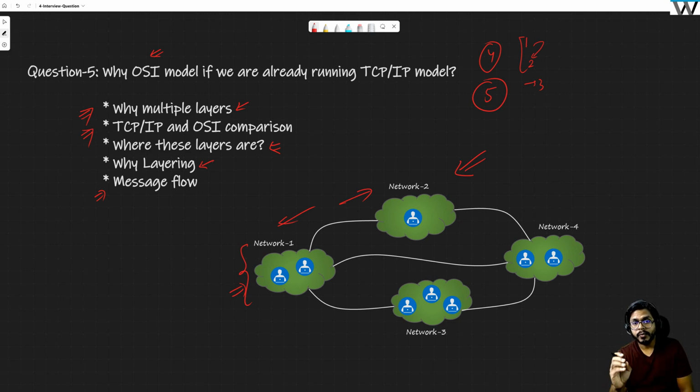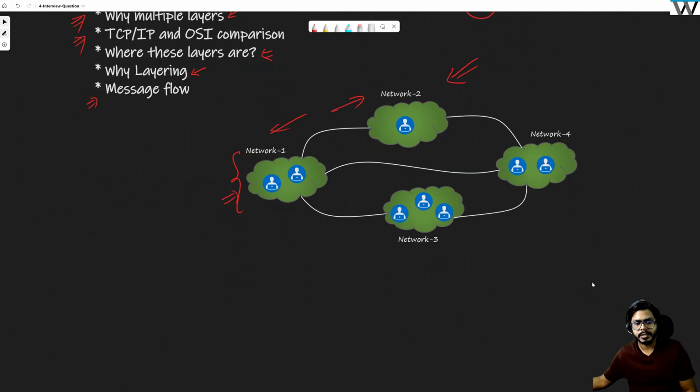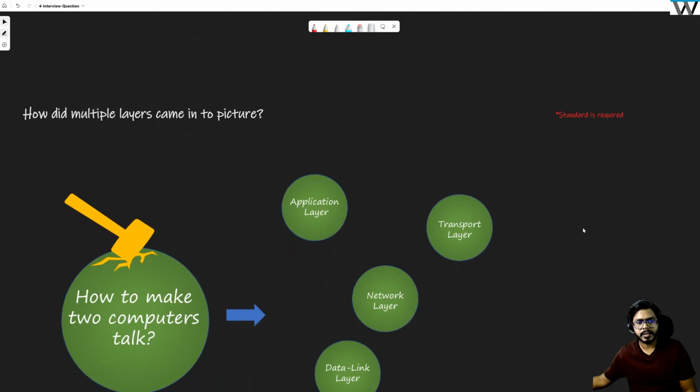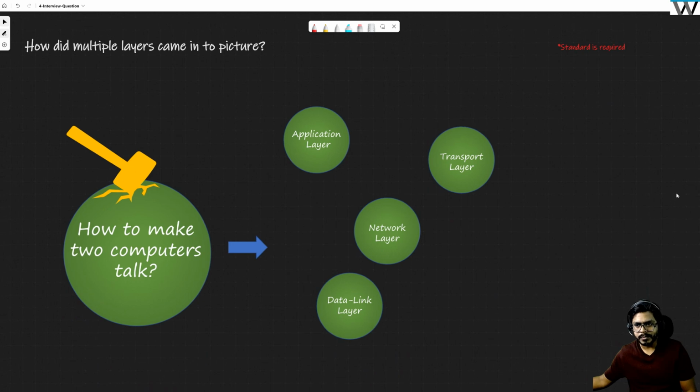And right now, we are talking about computer networking fundamentals, and we are going to get those fundamentals by learning the OSI model and TCP model, right? So let's move to our first board here, which is how did multiple layers come into the picture. Okay, so this is interesting.